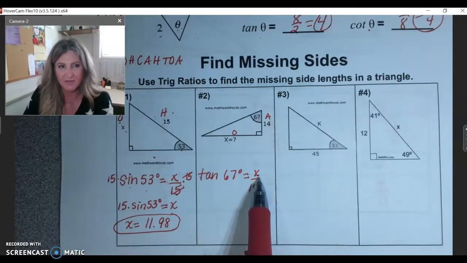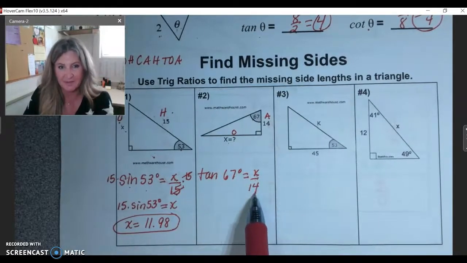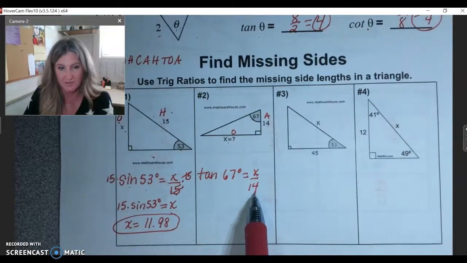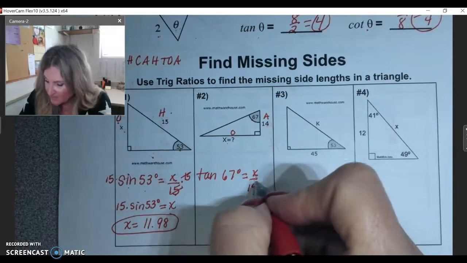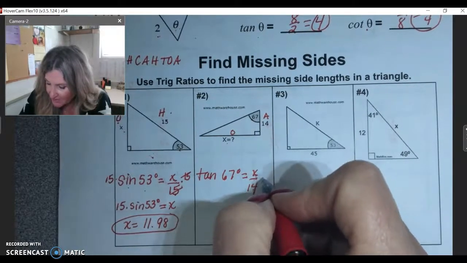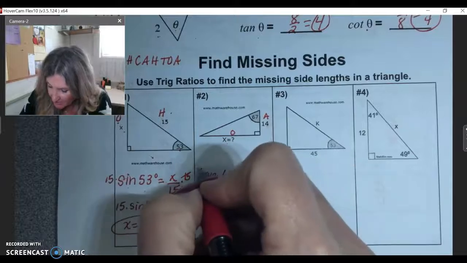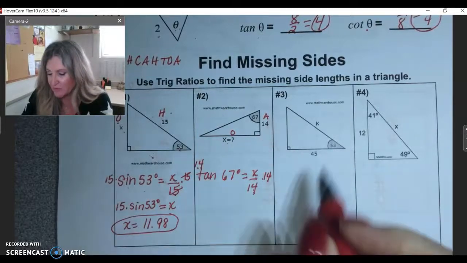Now, how would I solve for x? How do I undo divided by 14? What would we do? Well, to undo divided by 14, I would have to multiply by 14. So I multiply both sides by 14.